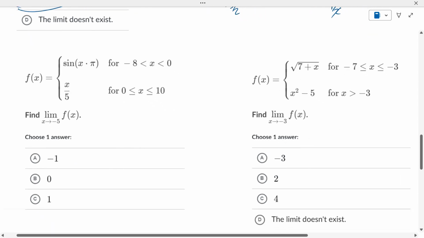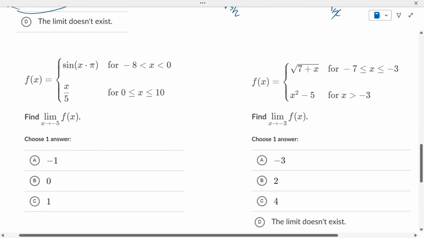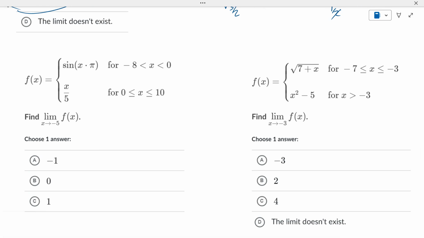Okay. Anybody know what the special name for these functions are that look like this? Well, they're called piecewise functions.